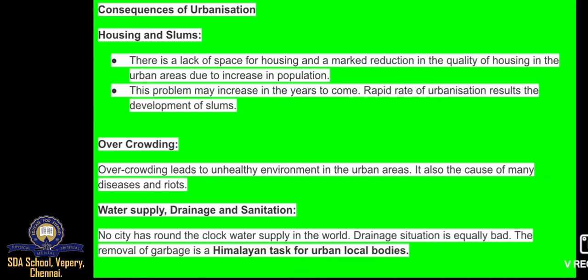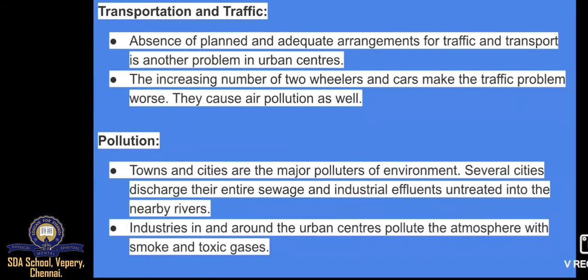Next, water supply, drainage and sanitation. No city has round-the-clock water supply in the world. Drainage situation is equally bad. The removal of garbage is a Himalayan task for urban local bodies. And next, transportation and traffic. Absence of planned and adequate arrangements for traffic and transport is another problem in urban centers. The increasing number of two-wheelers and cars makes the traffic problem worse. So this causes air pollution as well.